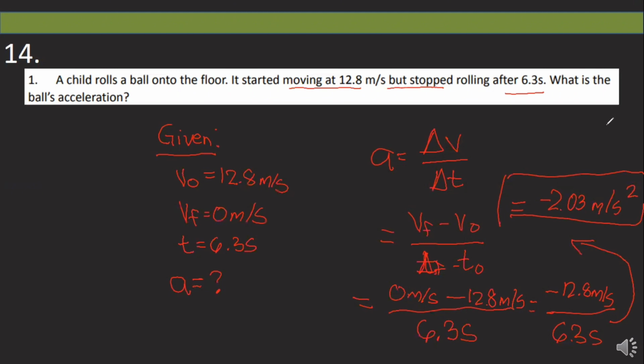Now, you may be asking why it's negative. Because from 12.8 meters per second, it stopped. Meaning to say, the ball is decelerating. So when we have deceleration, the sign representing deceleration is negative. Because suddenly the ball is moving slower until it stops. So it's a negative sign. So we have negative 2.0 meters per second squared. So that is the answer.